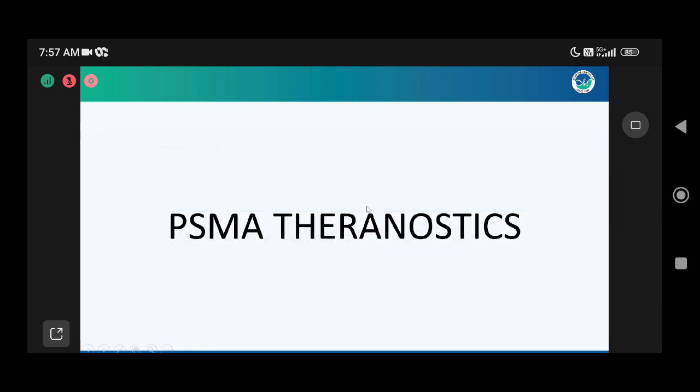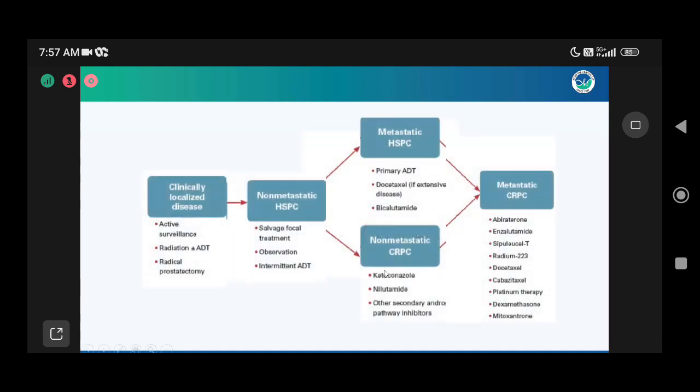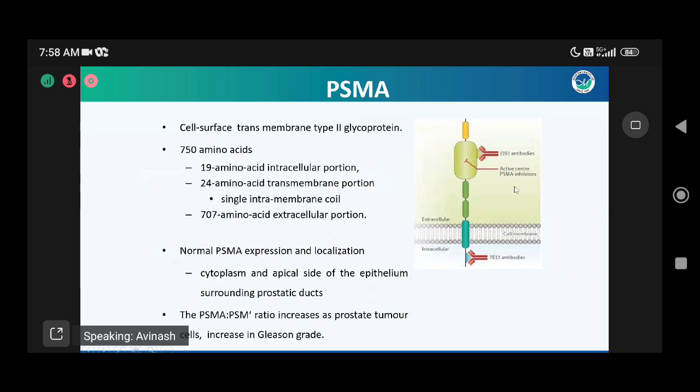And coming to PSMA theranostics. Where in the treatment of prostate cancer does it come? Even if the prostate cancer is clinically localized disease, only radiation or radical prostatectomy along with active surveillance can be there. And in case of non-metastatic HSPC or non-metastatic CRPC, PSMA theranostics may not come in. But when it is metastatic CRPC, these are the approved modalities by FDA. If you see, there is only radium-223. This chart was before 2022. Till that time, only radium-223 was approved for metastatic CRPC. Whereas currently, lutetium-177 PSMA has been approved.